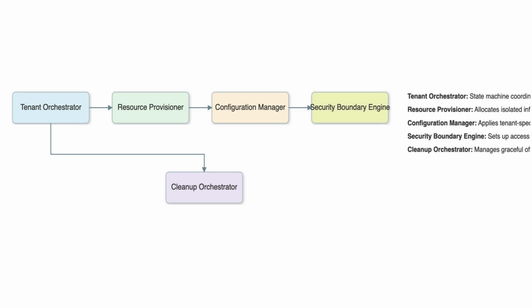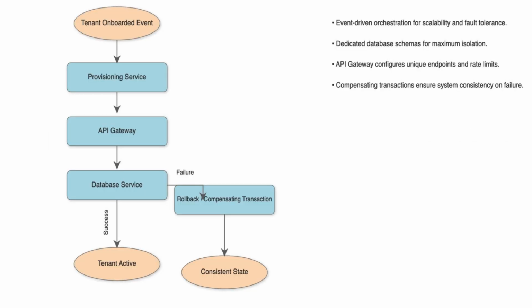A powerful strategy is event-driven orchestration. Each lifecycle operation publishes events that trigger downstream services. This loose coupling makes your system incredibly scalable and fault-tolerant, allowing services to react independently. For maximum isolation and performance predictability, consider using dedicated database schemas. Rather than shared tables with tenant IDs, each tenant gets their own schema objects, significantly enhancing data separation.